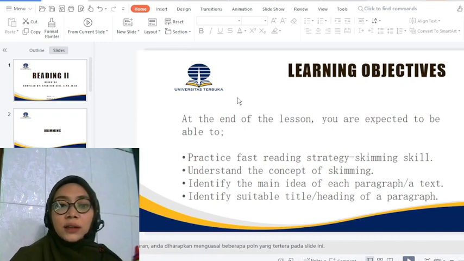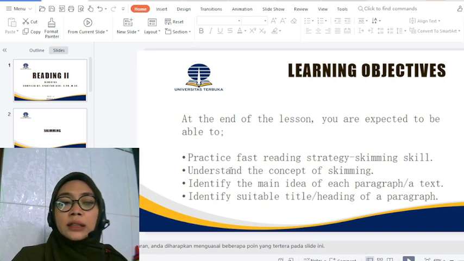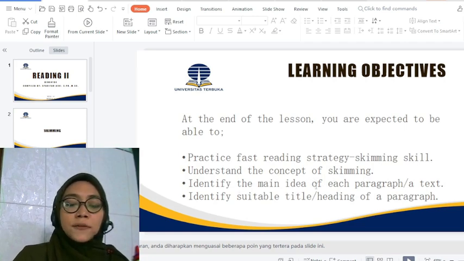The objective is that first, you can practice, understand, and also identify a reading strategy, namely skimming skill, and also you can look for the main idea of each paragraph. This is the same as the concept of gist, that is, gist is the same or similar to main idea.